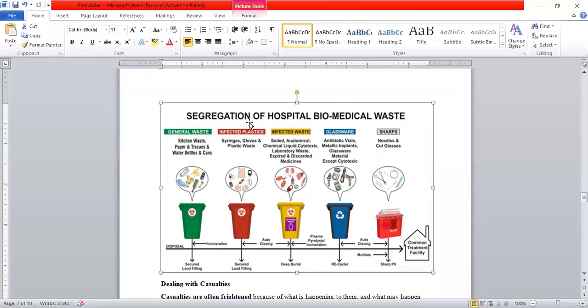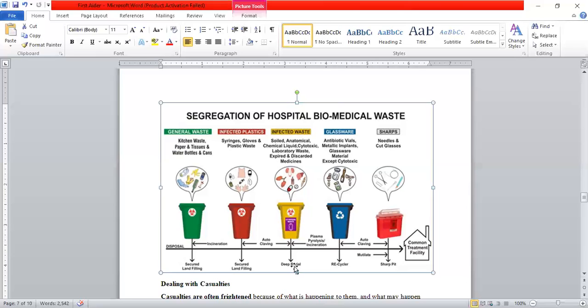And then we have the red one. For the red, you're supposed to place infected plastic, which can be plastic or metallic, for example syringes, gloves, plastic waste, and even needles and so on. Then we have the infective waste, where you're supposed to place the soiled, anatomical, chemical, and liquid waste, all the waste that comes into contact with blood or body fluid. This one is yellow. So where are you supposed to put these two wastes?